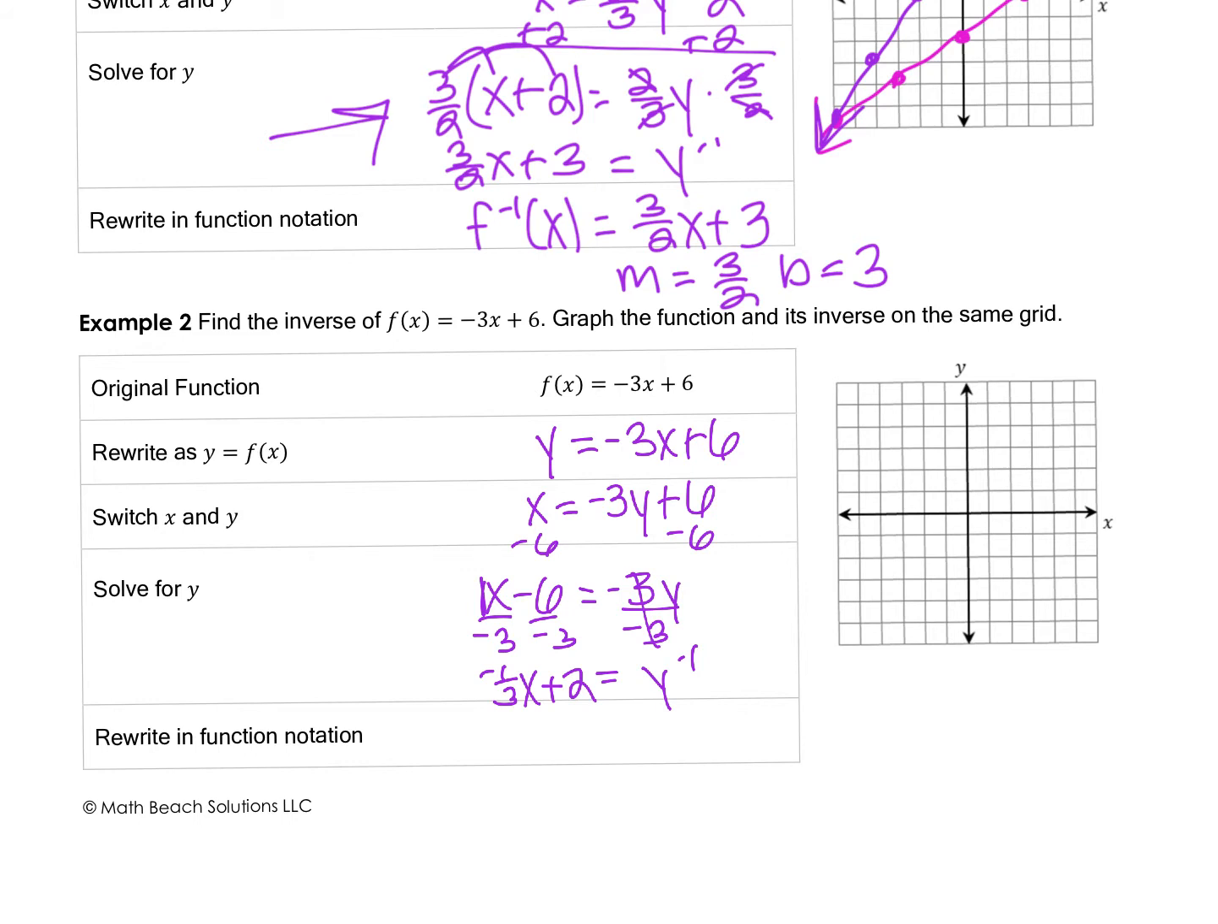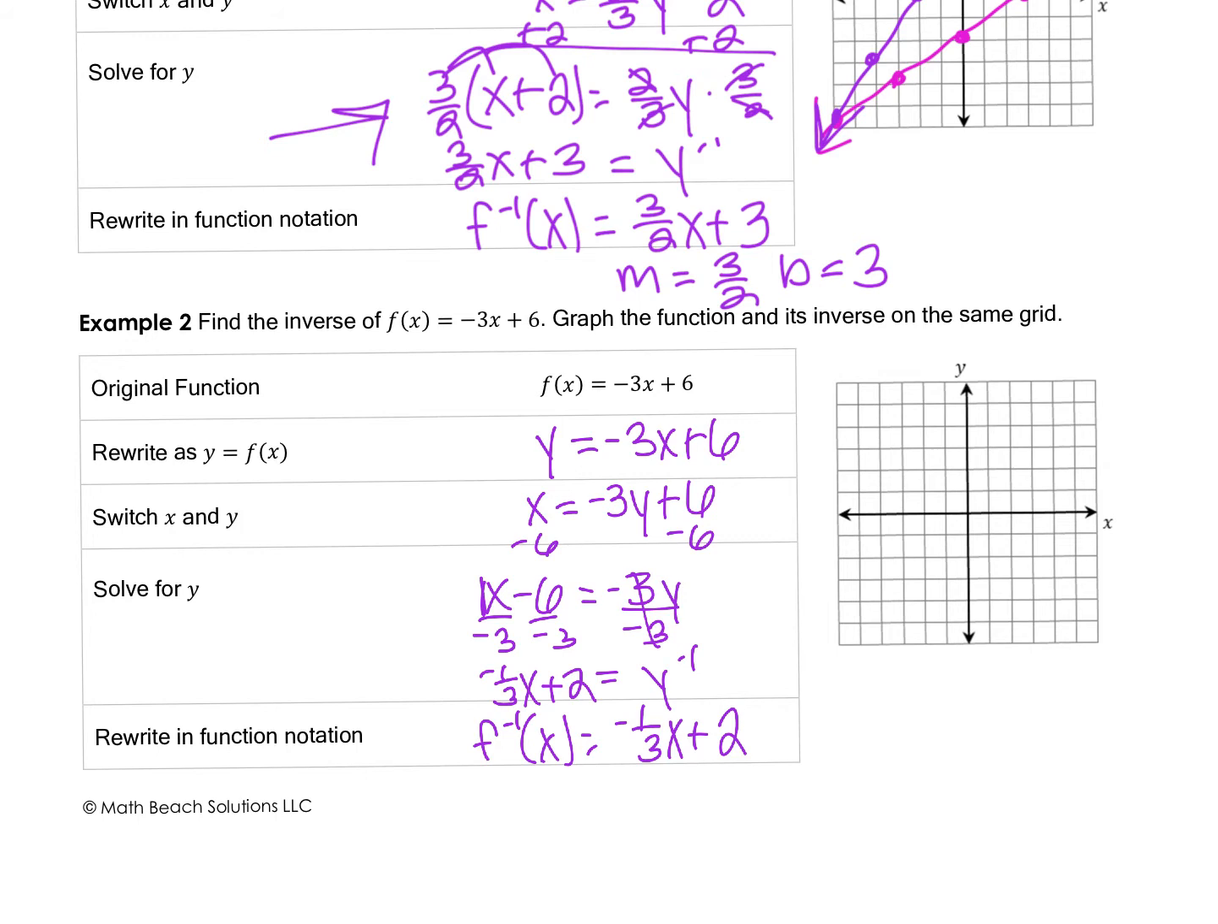And then we're rewriting it in function notation. So we're going to have f inverse of x equals negative 1/3 x plus 2. And then we're going to graph them.